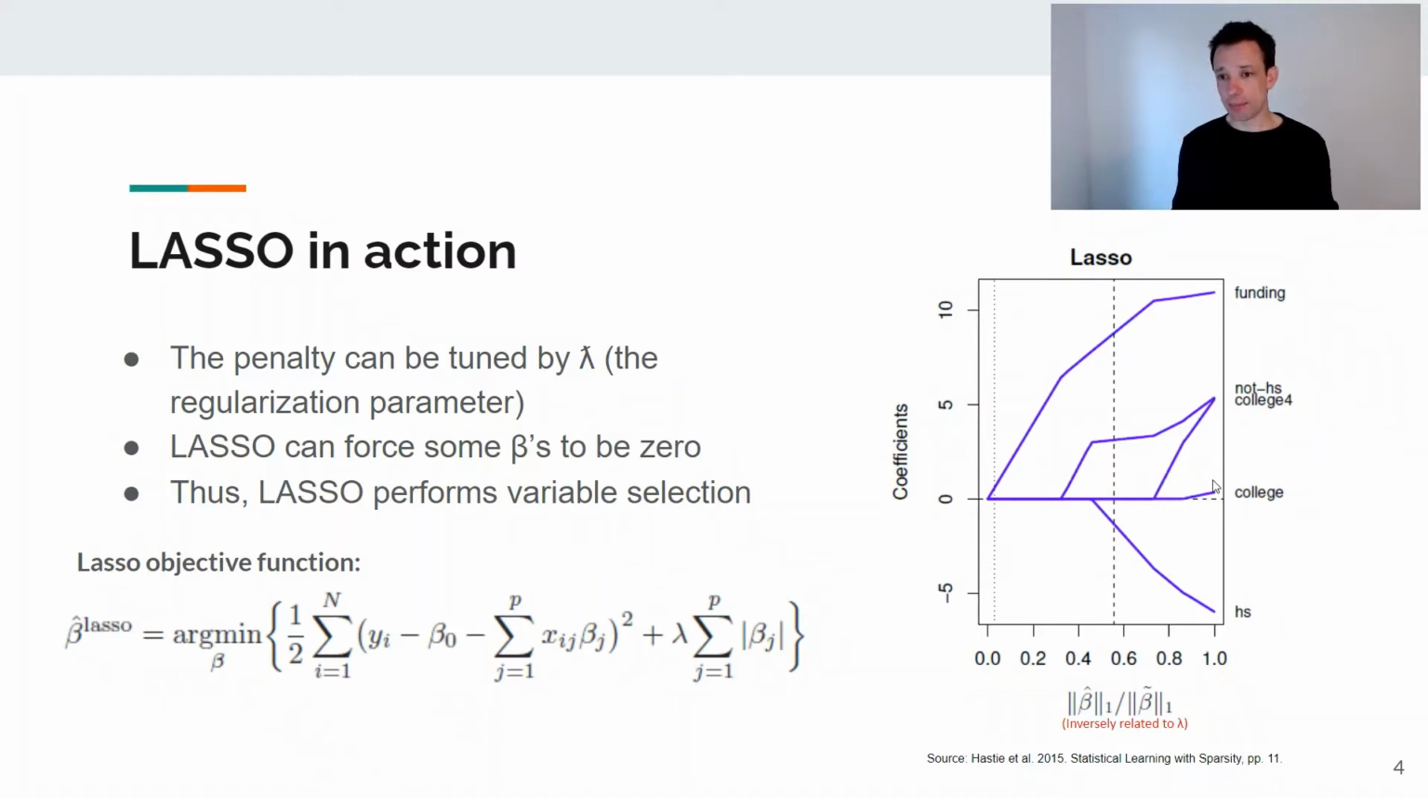And you read that plot in the following way. So for now, let's ignore the x-axis, simply assume that this x-axis is inversely related to lambda, the available budget. So that means that if you go from the left to right, the available budget increases.